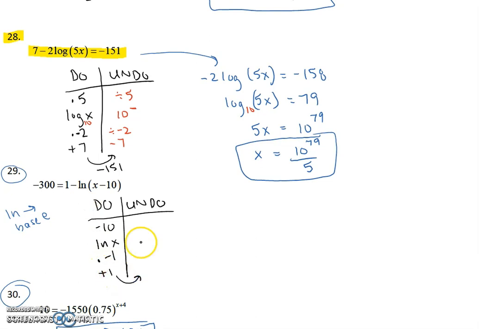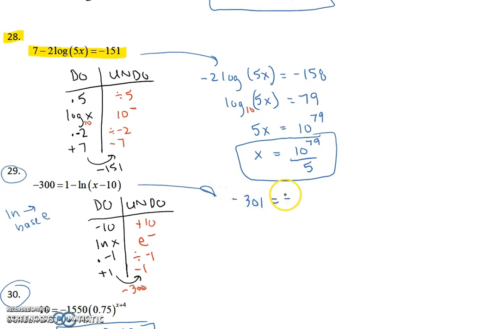So if you're coming back into this, we got our do-undo table. You see on the inside of your natural log, you're going to subtract 10, then you're going to take the natural log, then you're multiplying by -1, and then you're adding 1. That's all of our order of operations. So we undo all those: subtract 1, divide by -1, use a base e because it's natural log to rewrite that and undo the natural log, and then add 10.